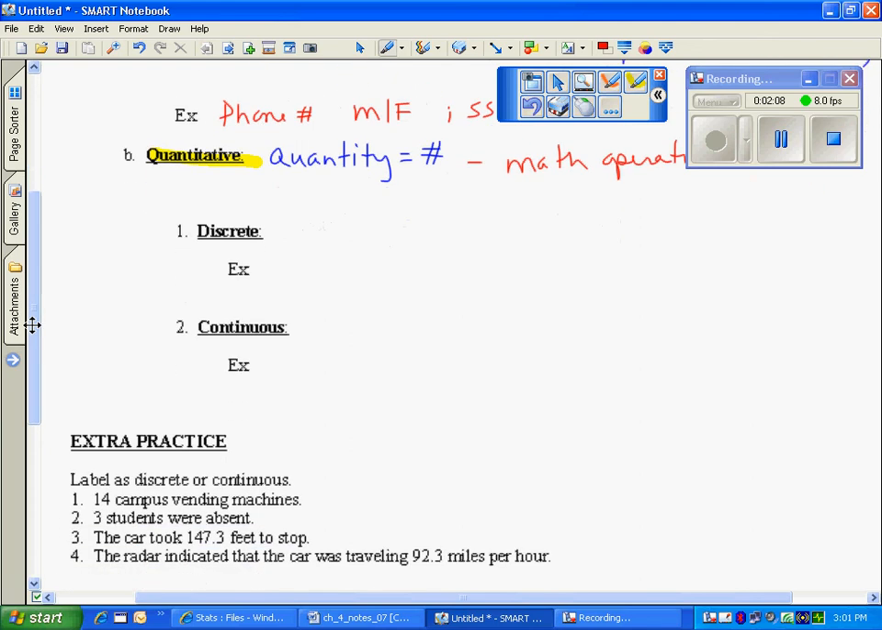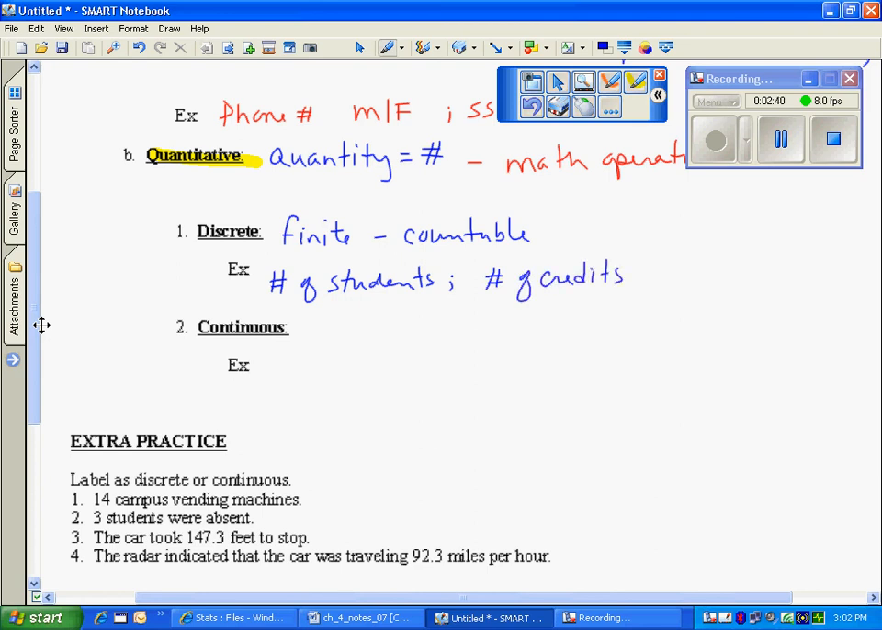Underneath quantitative, we have two types. We have discrete and we have continuous. Discrete is a finite number, where continuous is not a finite number. And when we say a finite number, we mean that it's countable. So an example of this would be the number of students enrolled. It might be number of credits.